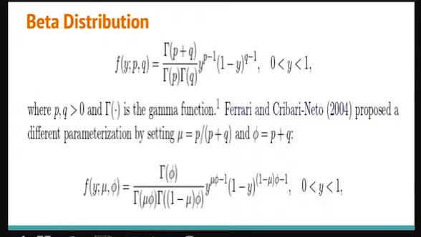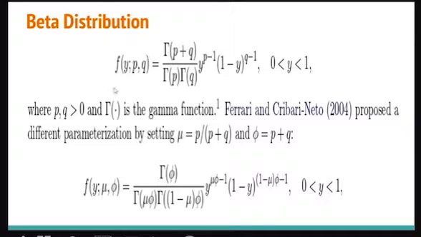If y follows a beta distribution, this is the density. The other time when I was writing on the board, I was using alpha and beta. It doesn't matter. You can use P and Q, you can use A and B, provided they are the parameters of the distribution.